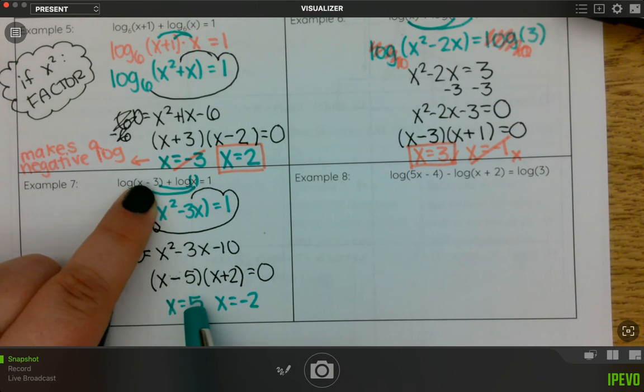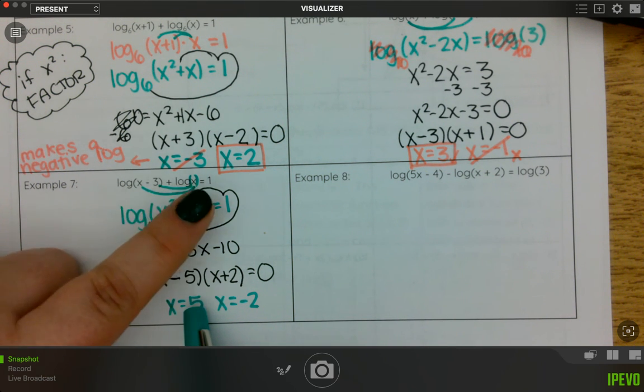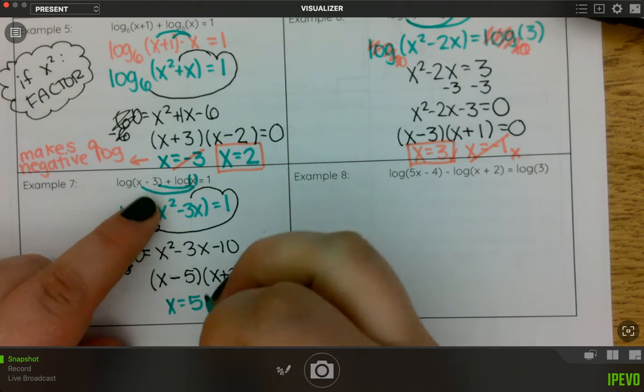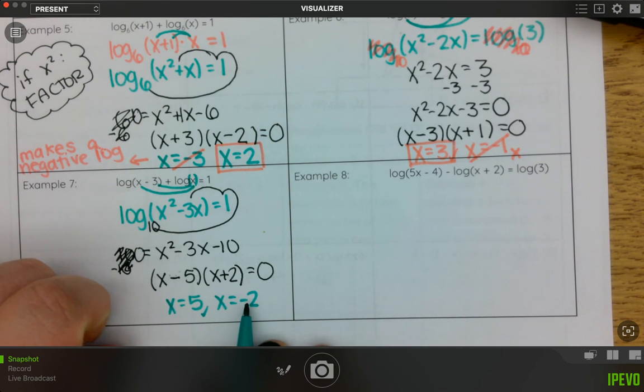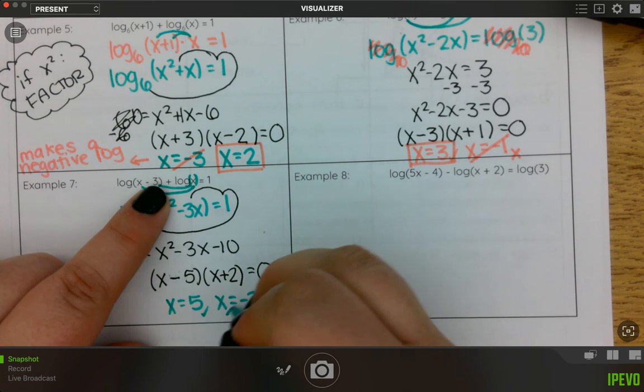5 minus 3 is 2. I can do log 2, and I can do log 5. That's not anything negative, so it's fine. Negative 2 minus 3 is negative 5. Doesn't work.